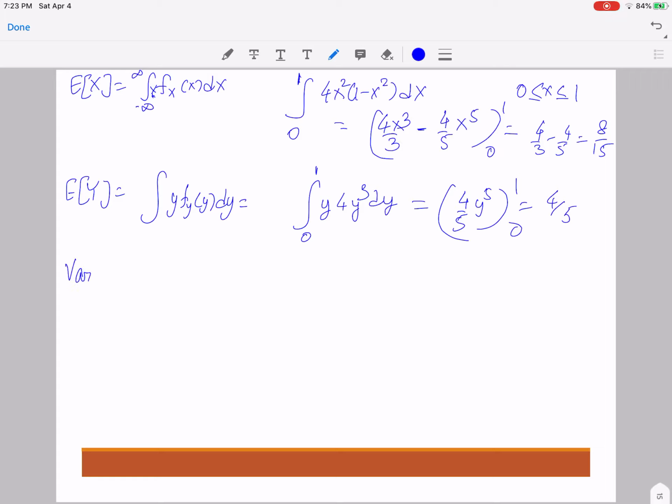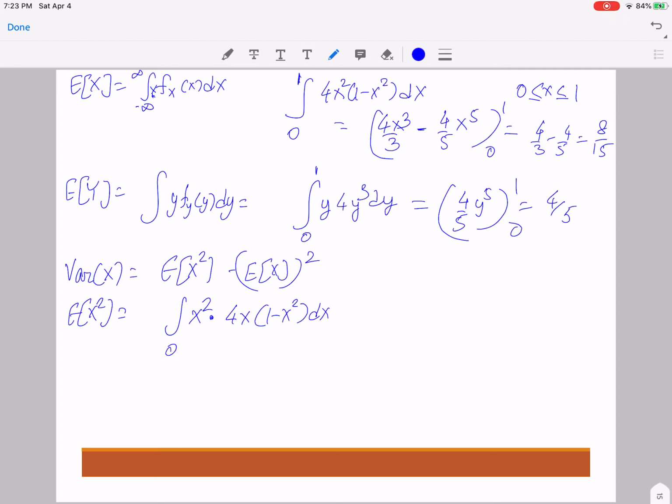I can get variance of x as expected value of x squared minus expected value of x, whole squared. So expected value of x squared is the integral of x squared times 4x times 1 minus x squared dx, and the limits will be from 0 to 1. So when I evaluate this integral, I get 4x to the 4 over 4 minus 4 over 6 x to the 6, and the limits are from 0 to 1. So I get 1 minus 4 over 6, which is 2 over 6, which is equal to 1 over 3.